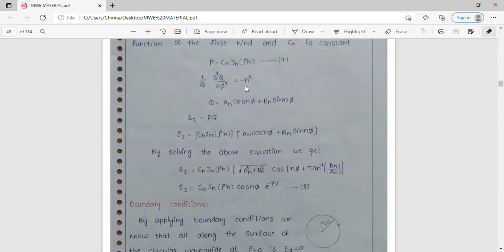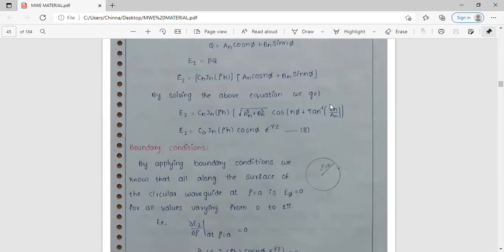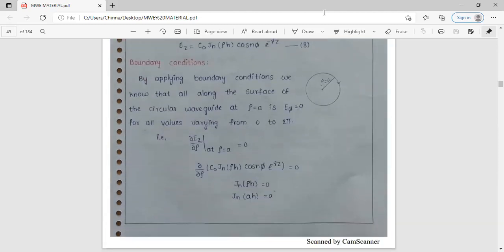You can multiply both the expressions. So Ez is equal to PQ, then Ez is equal to Cn Jn of rho h into (An cos n phi plus Bn sin n phi). By solving the above equation we get Ez as this expression. Finally we can obtain Ez is equal to C naught into Jn of rho h cos n phi into e power minus gamma z, equation number 8. This is the basic equation.